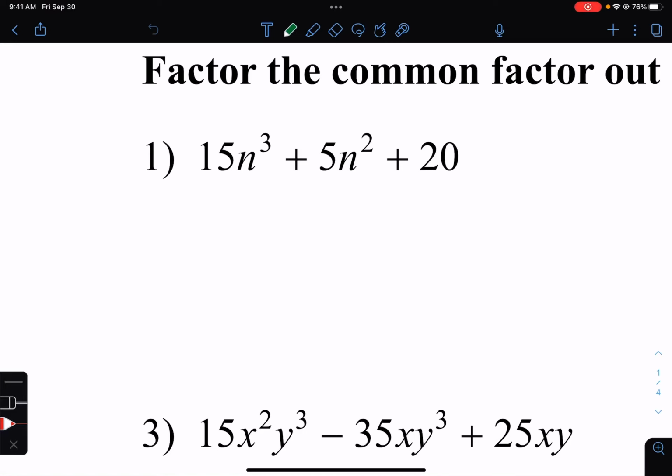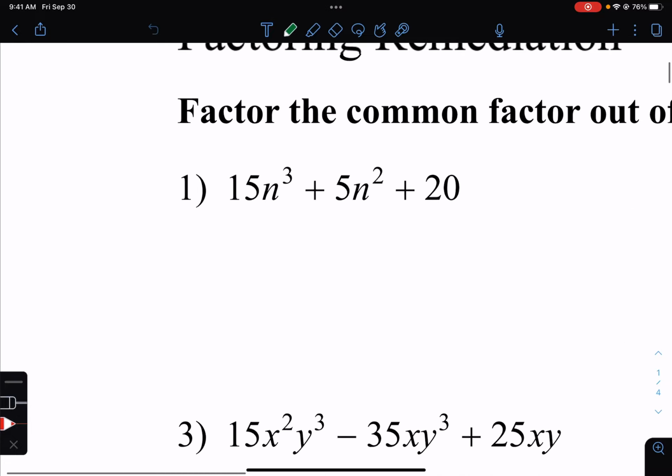Hi guys, so this is the remediation video for those of you who need a little bit more practice with factoring. So whenever you're factoring, the first thing you should always look for is a GCF, all right? So this first group of questions are just gonna have a GCF.